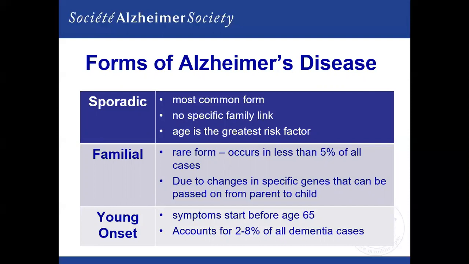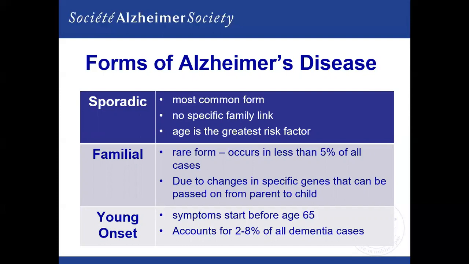But the most common form of Alzheimer's disease is known as sporadic Alzheimer's disease. It has no specific family link. And it happens as a result of really a complex combination of our genes, but also our environment and our lifestyle. It's all of those things that are working together. And it usually does not run in families, and it's not considered hereditary.